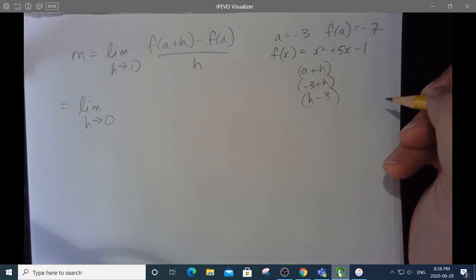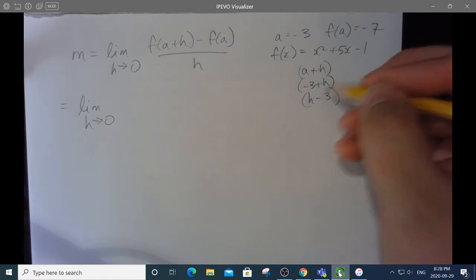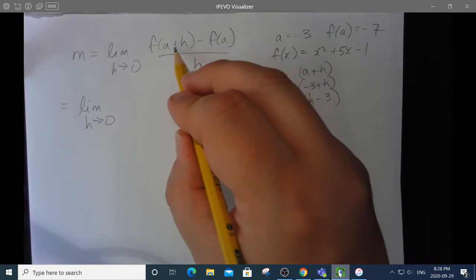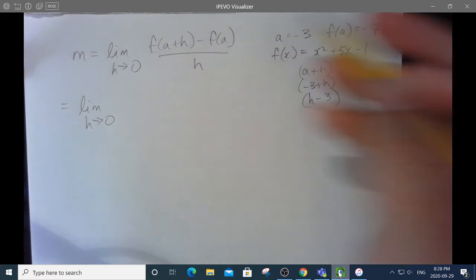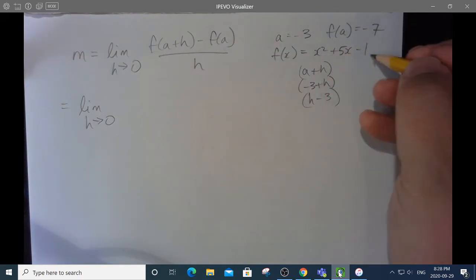So hopefully that doesn't confuse people. So I'm going to plug h minus 3 through this formula. That's what this is telling me to do. f of a plus h is telling me to put this through that formula.